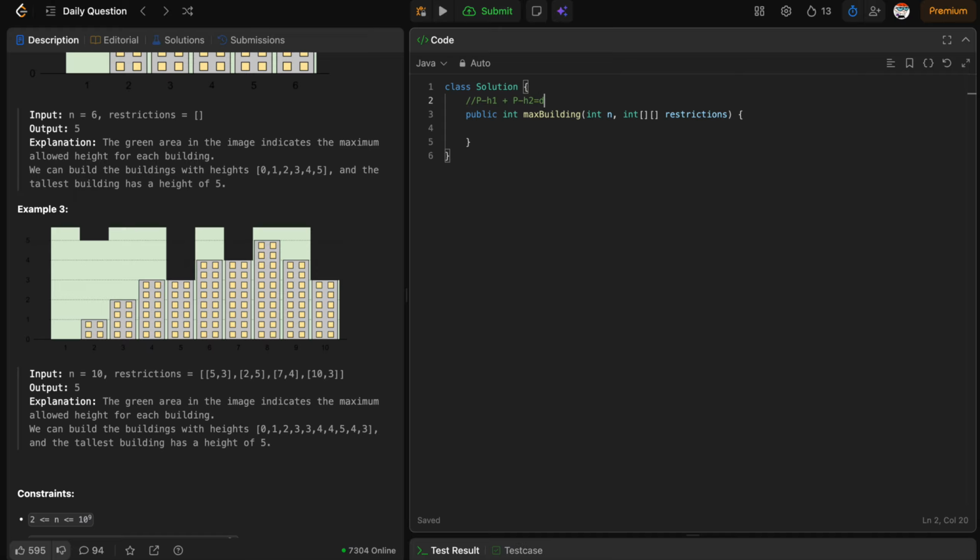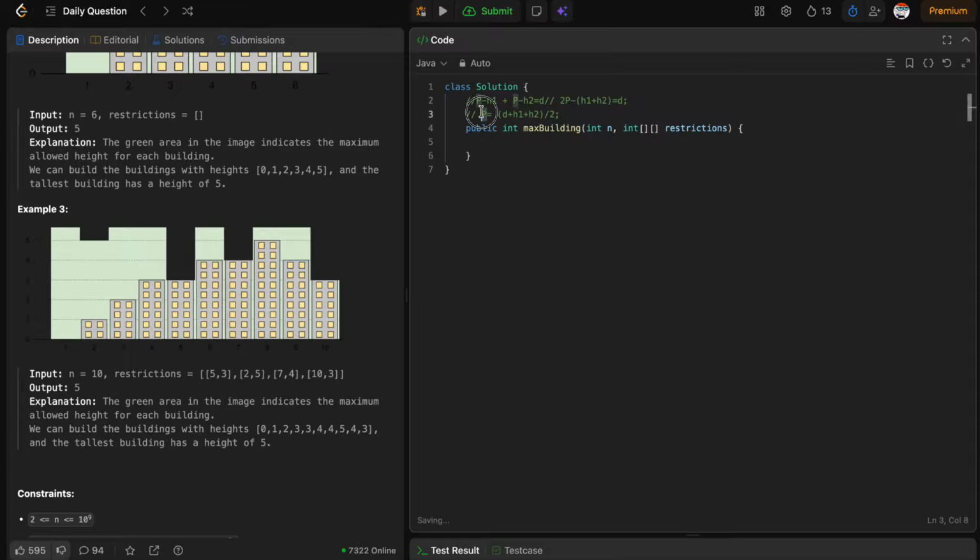So if we solve this problem, then we get 2p minus h1 plus h1 plus h2 equal to d, and we try to solve this problem. We get p as d plus h1 plus h2, which can be the distance divided by 2.